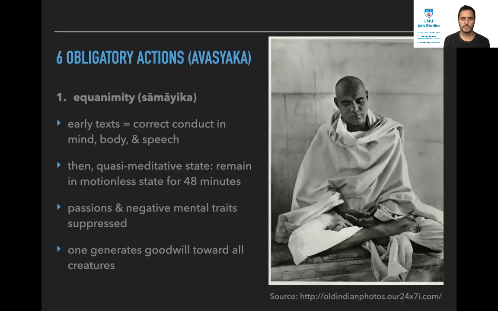We'll go through each of the six obligatory actions here to describe what they are. The first is equanimity, samayika. In the early text, equanimity simply meant that one had correct conduct in mind, body, and speech. This is not unlike the three guptis that we saw, the three protections that the ascetics have to take. They have to be careful what they think, be careful what they do, and be careful what they say. All must be grounded ultimately in an ethic of nonviolence. And so the obligatory action of equanimity, samayika, implied merely the correct conduct in mind, body, and speech.